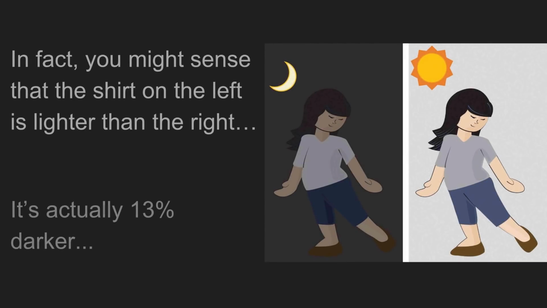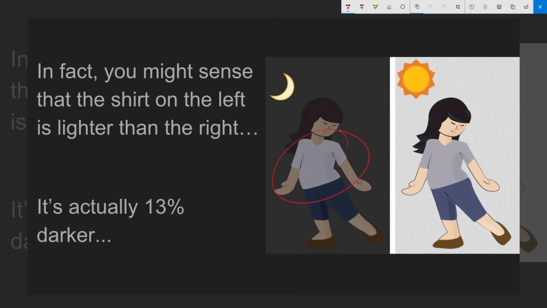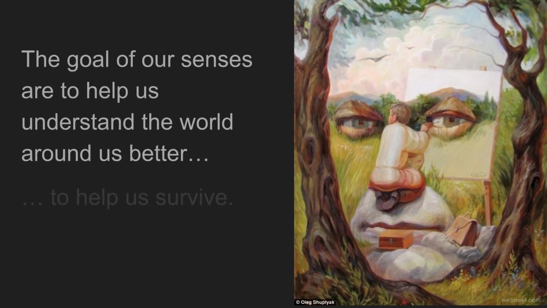That's the primary thing. In fact, if you look at this, you're probably seeing the image on the left over here, and you're probably saying that that is brighter than the shirt over on the right. But it's actually 13% darker. How can this be? It just blows my mind. It's important that we understand, as we learn how to make our art work, that the goal of our senses is to help us understand the world better around us, to help us survive.